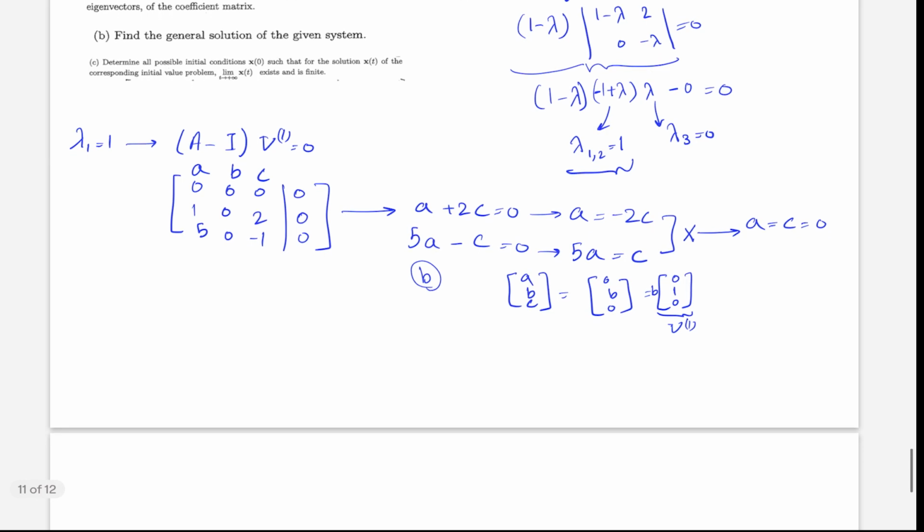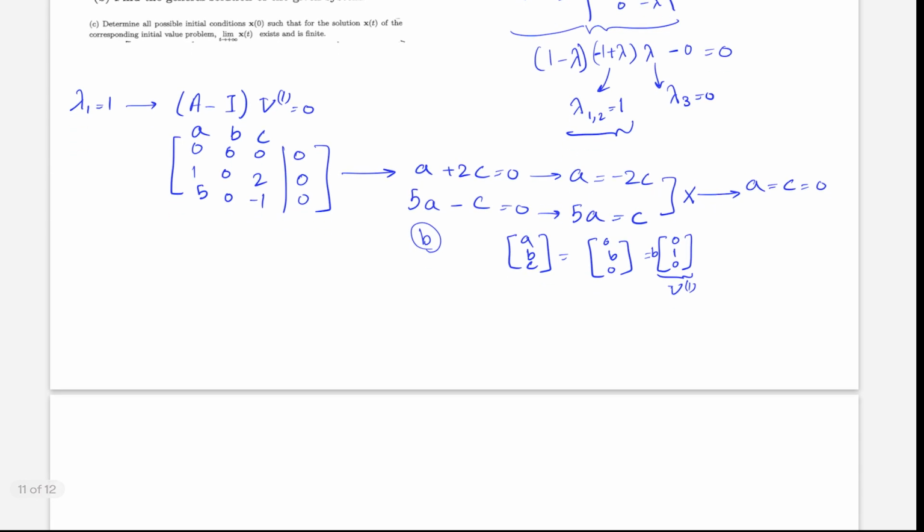Now, the other thing is that our other eigenvalue, which is again 1, is repeated, but we want to find the generalized eigenvector. So it will be in the form of the same A minus I, but we want to find v2 with the use of v1. So this will be 0, 0, 0, 1, 0, 2, again 5, 0, minus 1, but it will be in this form. Okay.